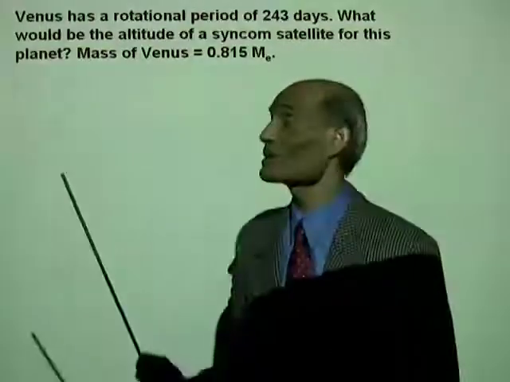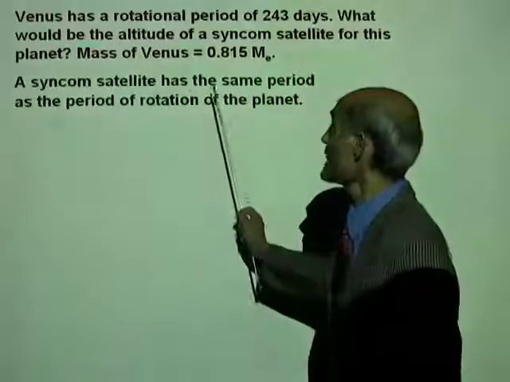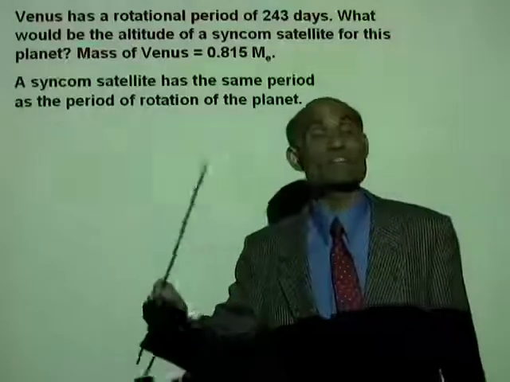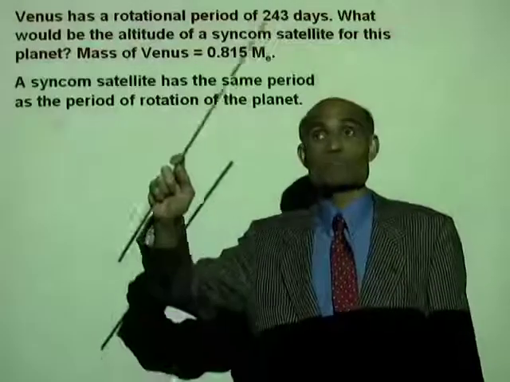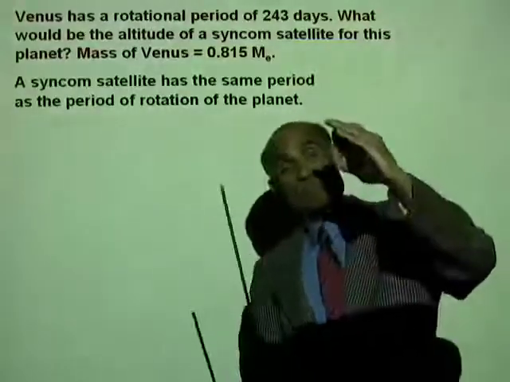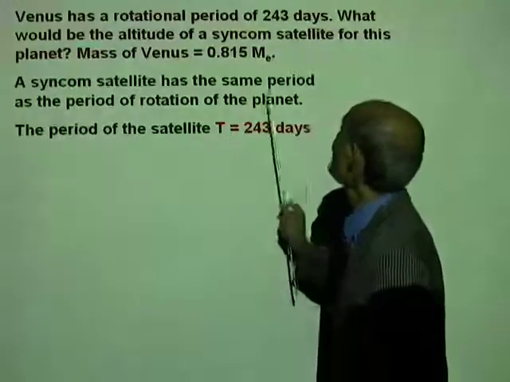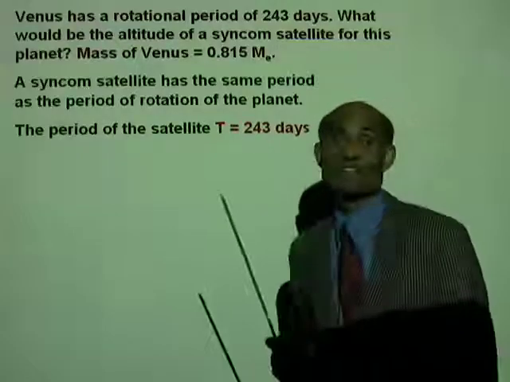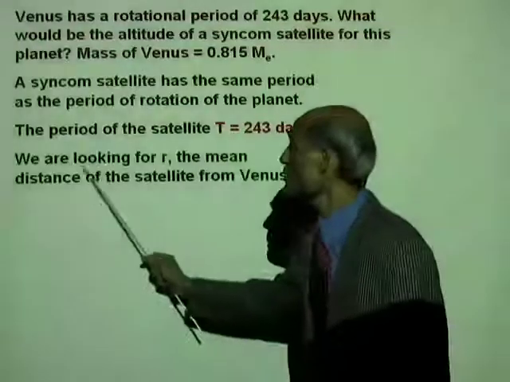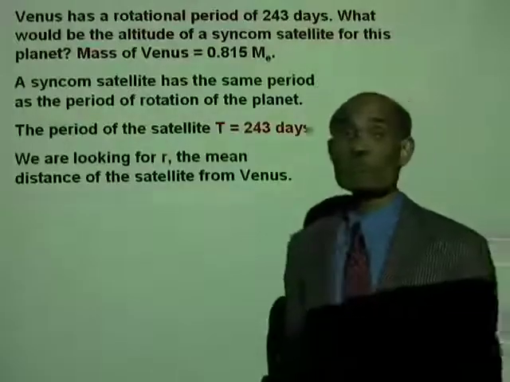Now here we are talking about a SYNCOM satellite for Venus. A SYNCOM satellite has the same period as the period of rotation of the planet. Is that right? The satellite must have the same period as the period of rotation of the planet. Now the period of the satellite is 243 days. That is the period of Venus's satellite. We are looking for R, the mean distance of the satellite from Venus.